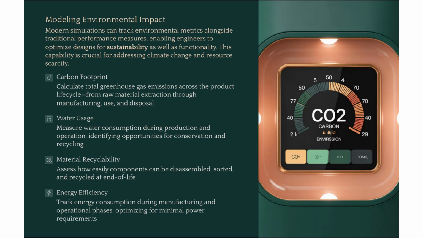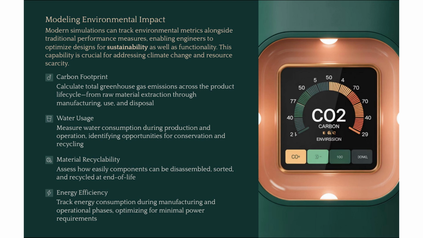Modern engineering optimization must include environmental impact. Simulations can track specific metrics like the energy required to manufacture a component or the amount of waste generated at the end of the product's life. By building these factors into the criteria, engineers can optimize for sustainability. They can compare solutions and choose the one that not only performs best, but also has the lowest carbon footprint over its entire lifespan.